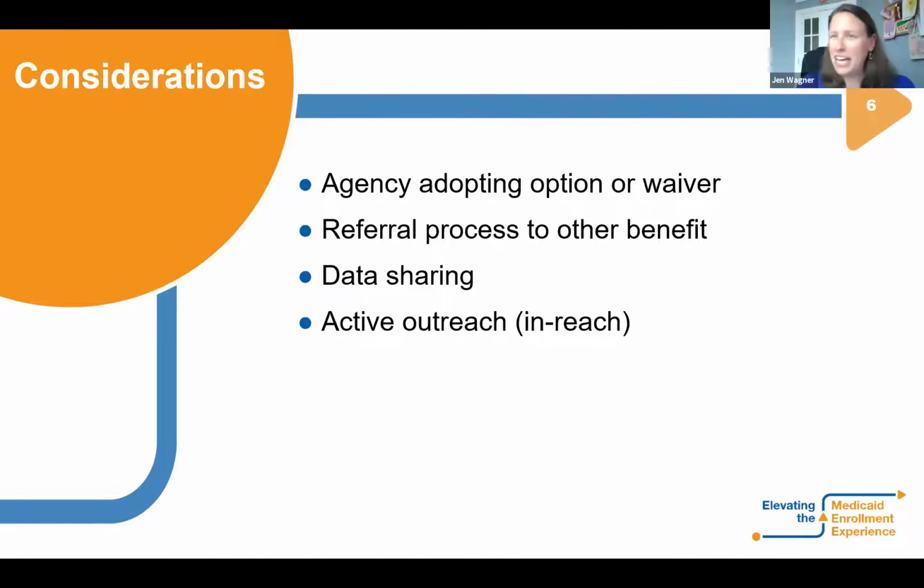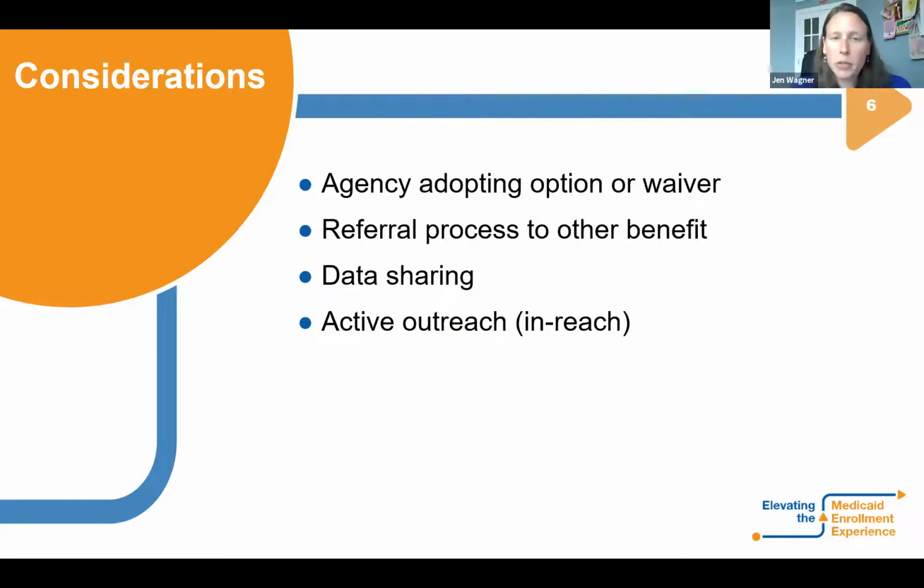But like anything, it's complicated. So there are some other considerations when you look at how your state is implementing some of these linkages. First, has the agency adopted the option or waiver? Like we mentioned, some of these are mandatory and states have to do it, but some are state choices. And have they really capitalized on the different opportunities to maximize across enrollment opportunities for their residents?